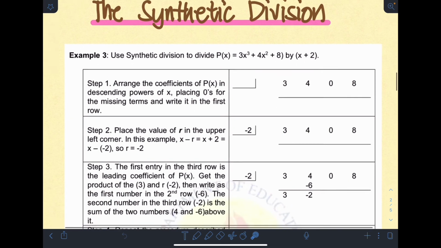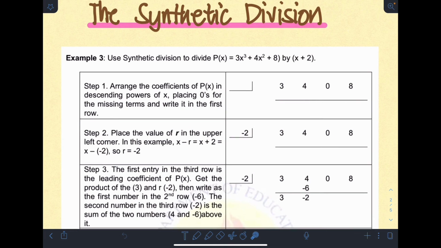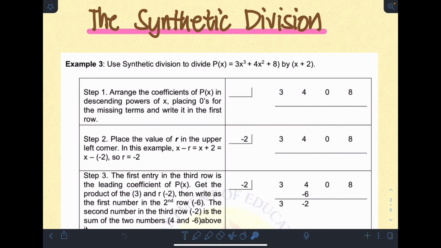Here is our first step. Step 1: arrange the coefficients of p of x in descending powers of x, placing zeros for the missing terms and writing it in the first row. First, you are going to arrange this given polynomial expression in descending order of powers. Obviously, this is already in standard form. The descending order of powers is: first, 3x raised to 3; next, 4x squared; then we don't have a term for x raised to 1, so it's missing; and then you have the constant term.